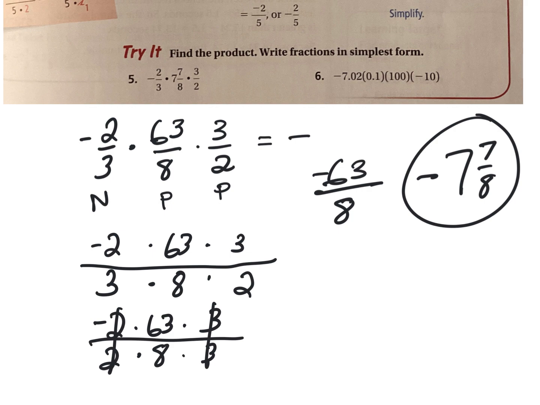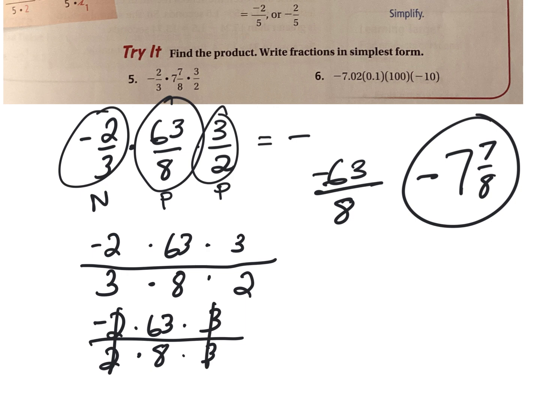You could almost have seen that from the very first, that this times this is going to get you a negative 6 over 6, which is a negative 1. A negative 1 times that is just going to be a negative 63/8, and then you can change it. But I wanted to show you how to do it that way too.